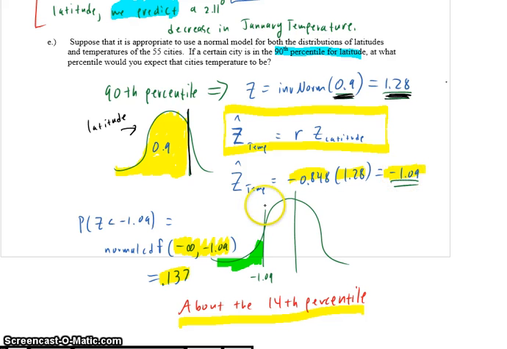Okay, so what does that mean? If I were to draw a picture of now, this is the temperature distribution, I see that here's my z-score. I want to know the percentile. So I want to find the area. So we're kind of going the other direction here. And in order to do that, we use normal CDF. We're finding the area under this curve between negative infinity and negative 1.09. If you use that in the calculator, you get 0.137. And that is about the 14th percentile. Okay?